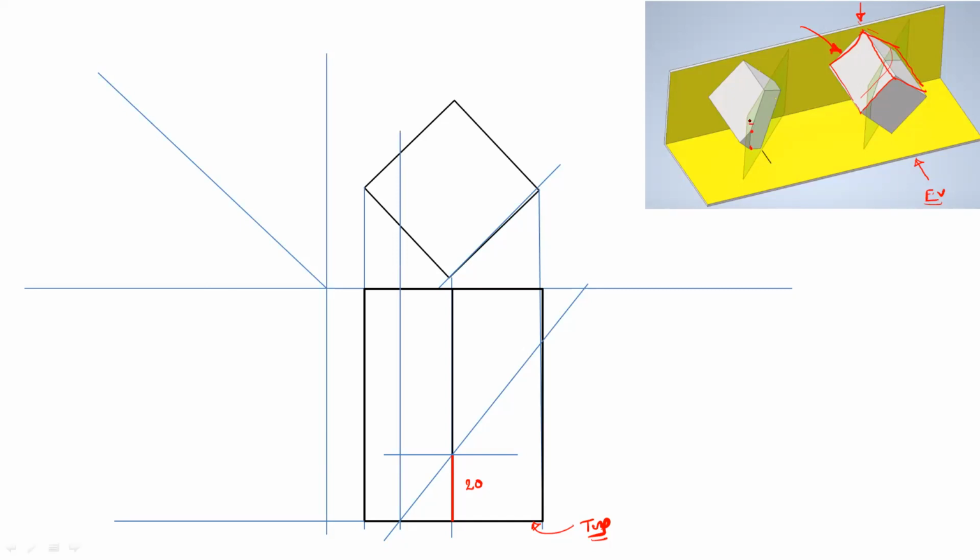Suppose this point is E, and this is the point F. In the top view, these two points will coincide, so you will get the point here, E and F. And in the front view, you can observe two separate points. So this is point E, and this is the point F. So this is E dash, and this is F dash.